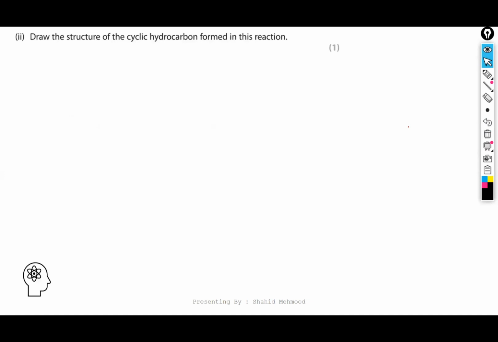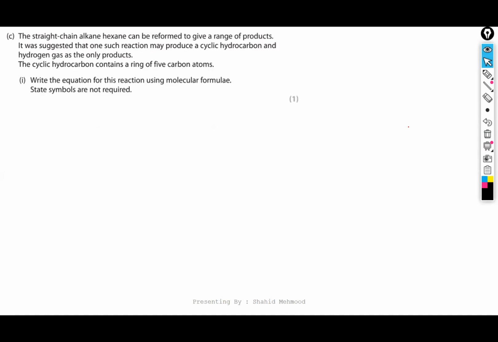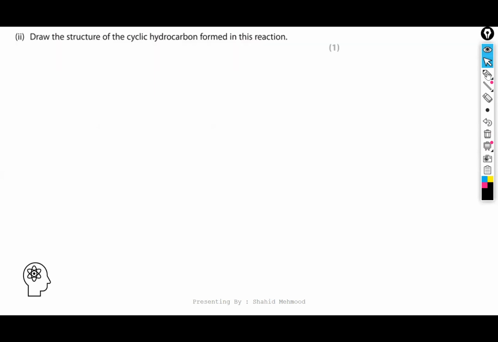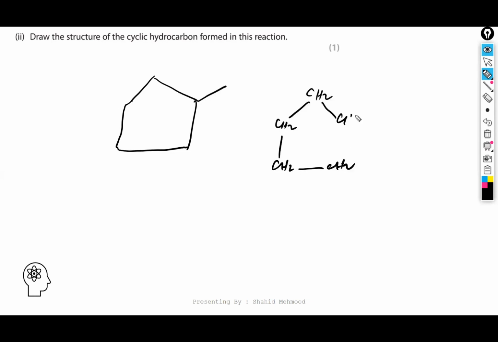The next question asks them to draw the structure of the cyclic hydrocarbon formed in this reaction. Please read the question carefully, and you see that they gave us that the cyclic hydrocarbon contains a ring of 5 carbon atoms. So this will guide you. There will be 5 carbons in the ring, but there will be one CH3 bonded to it. Or you can write it this way, which is also allowed, with the ring and then CH3.